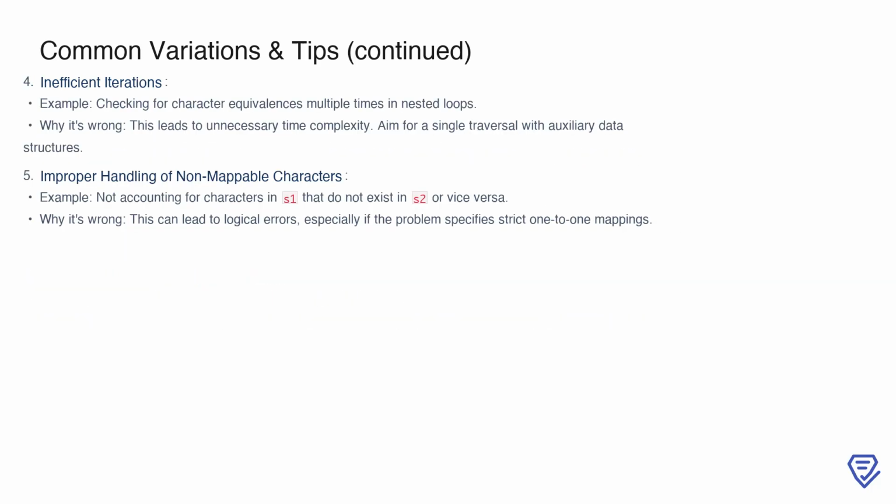Inefficient iterations are another pitfall to avoid. For instance, checking character equivalences repeatedly in nested loops can unnecessarily increase time complexity. Instead, aim for a single traversal of the input, using auxiliary data structures to optimize the process. Another issue arises from improperly handling non-mappable characters. For example, if characters in S1 don't exist in S2 or vice versa, your solution might run into logical errors. This is especially true if the problem specifies strict one-to-one mappings. Properly accounting for such scenarios ensures your implementation is both robust and aligns with the problem constraints.